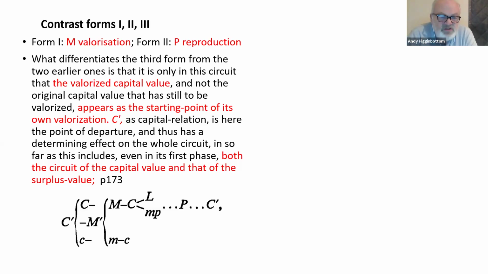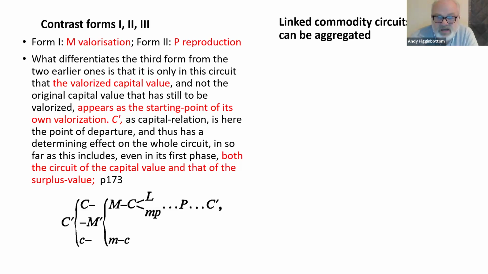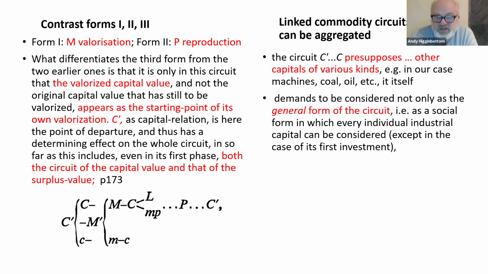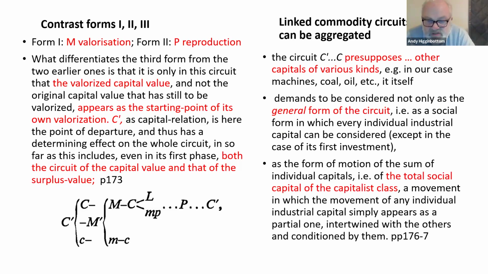Okay, so now he says, what differentiates the third form from the two earlier ones is that this is the only circuit where the valorized capital value, and not the original capital value, still has to be valorized, right? So the increase in surplus value has already happened if you start with C prime, okay? And he sees this as a particularity of this circuit, which is clearly the case. How significant it is is something for discussion, and he develops that, right? So, yeah, this one doesn't add very much.